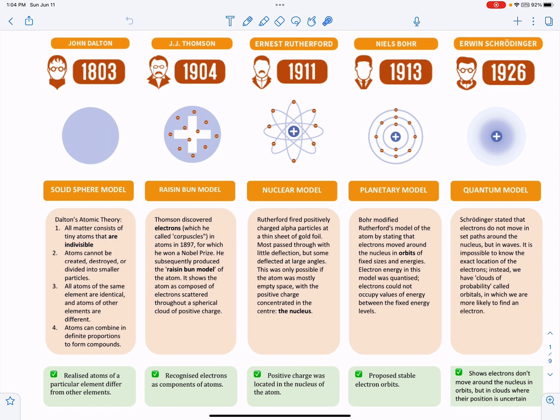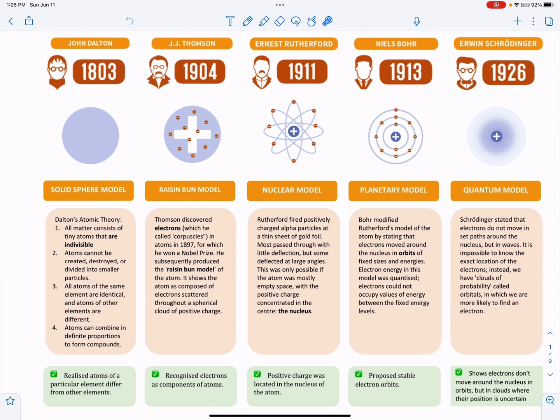And we learn a lot more in 1911 with the discoveries of Ernest Rutherford. Ernest Rutherford's model contains a nucleus. He fired positively charged alpha particles towards a thin sheet of gold foil. Most of these particles passed through with very little deflection, but some deflected at large angles. This was only possible if the atom was mostly composed of empty space, with the positive charge concentrated in the center called the nucleus.